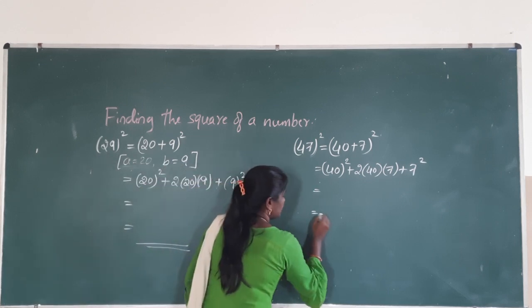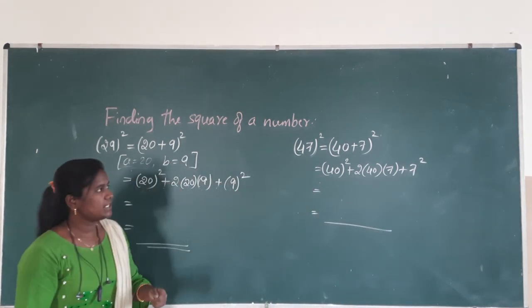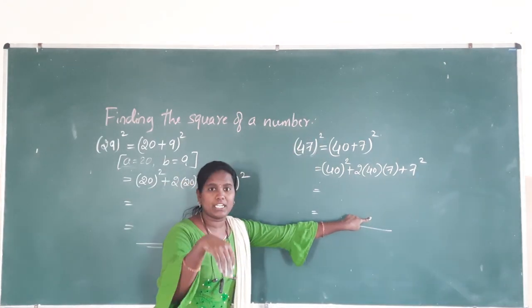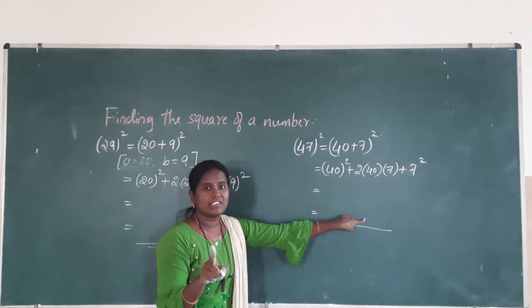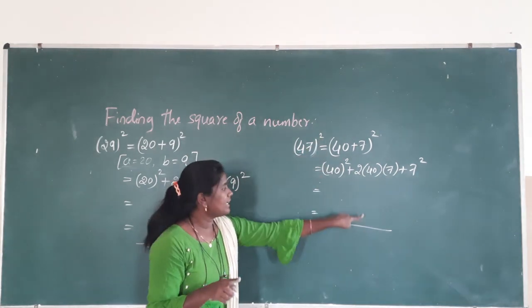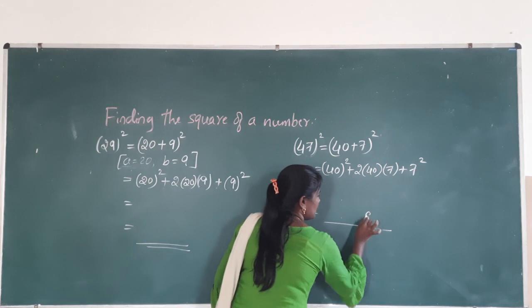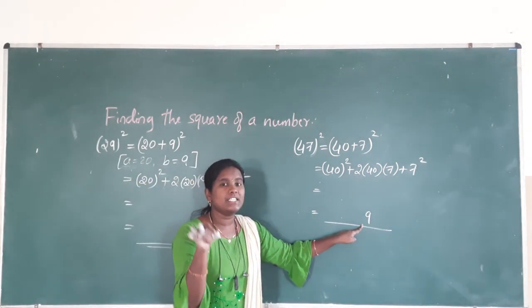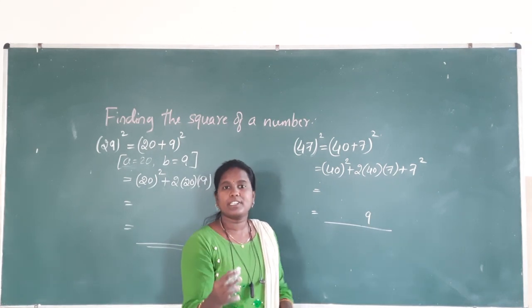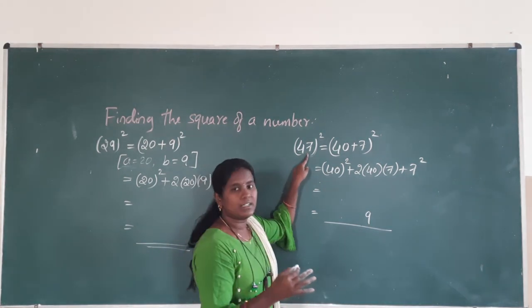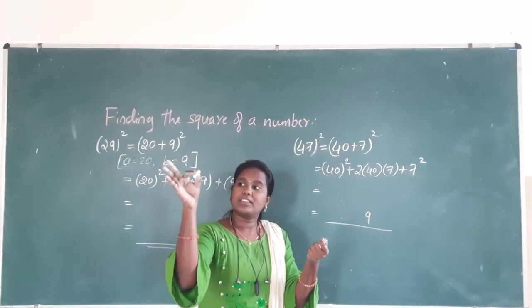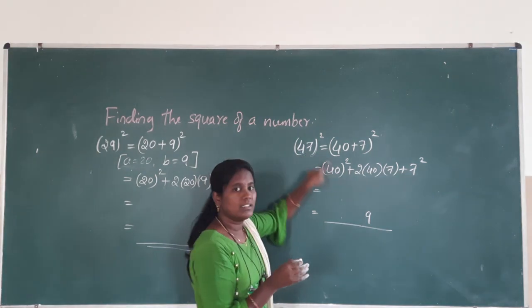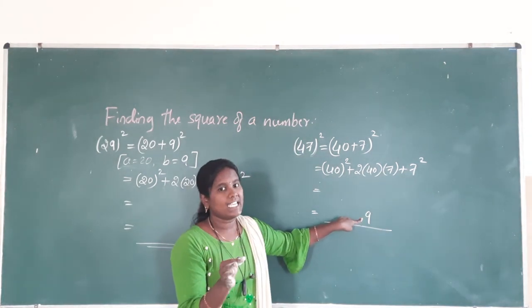Then after getting this answer, see 47 square is there, then the answer should end with which digit? 7 square, it ends with 9. Yes, your answer must end with 9. If it is not ending with 9, then your answer is wrong, because of the properties we have learned: the square of a number which ends with 3 or 7 ends with 9.